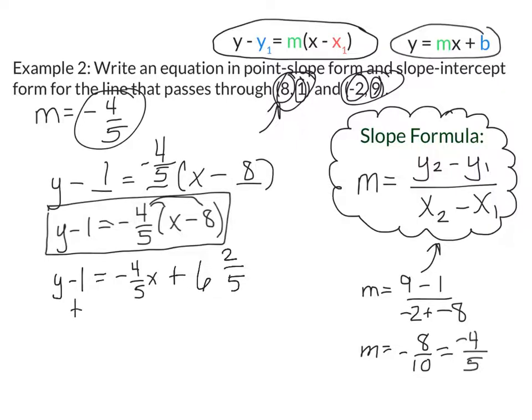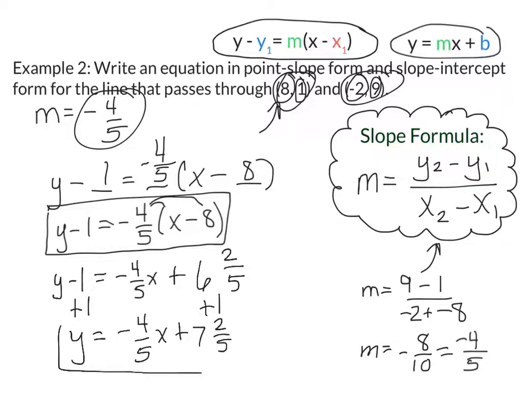And then if I add 1 to both sides to get y by itself, I'll get y equals negative 4/5 x plus 7 and 2/5. And that's my y equals mx plus b equation, or my slope-intercept form.